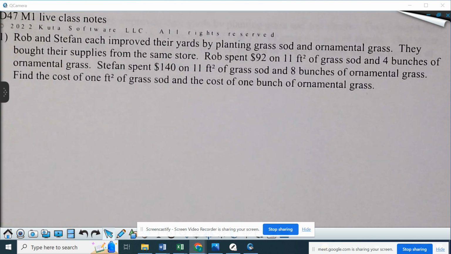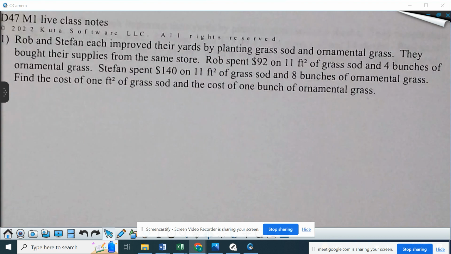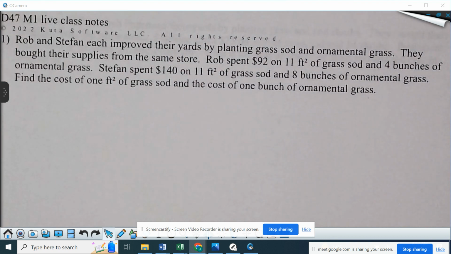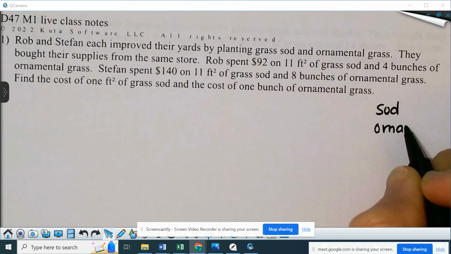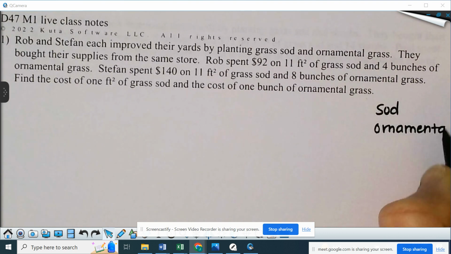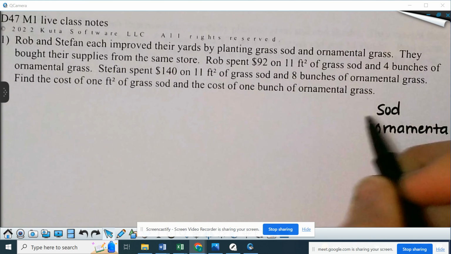It's not that hard. So Rob and Stephen each improved their yards by planting grass sod and ornamental grass. They bought their supplies from the same store. Rob spent $92 on 11 feet of grass sod and 4 bunches of ornamental grass. So the two things we have are going to be sod and ornamental grass. So that's what we're comparing. So sod, ornamental grass. We'll call that an S, and we're going to call this a G.